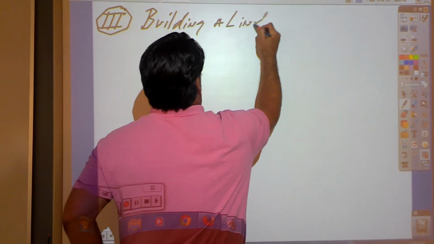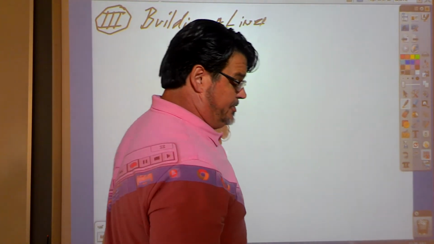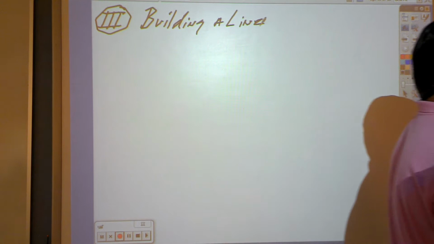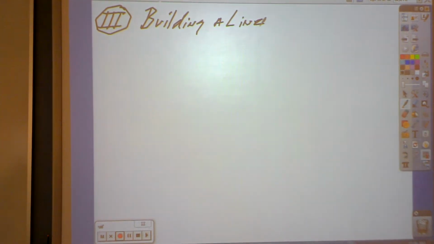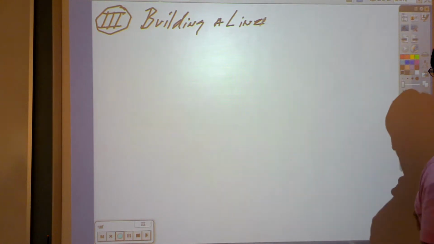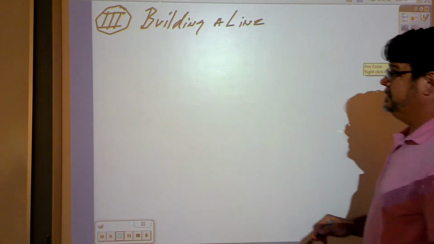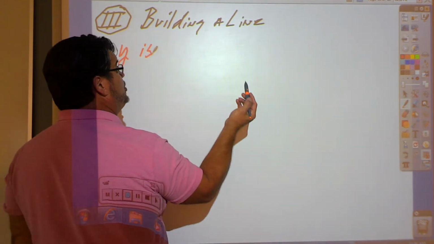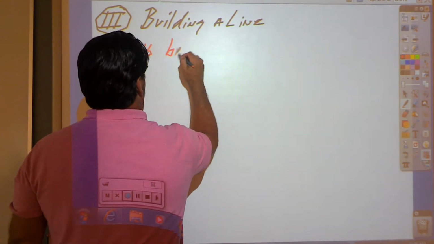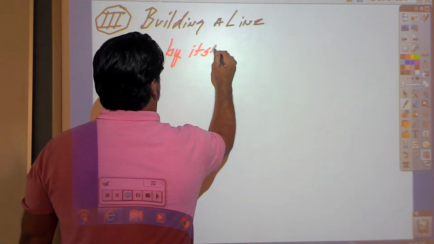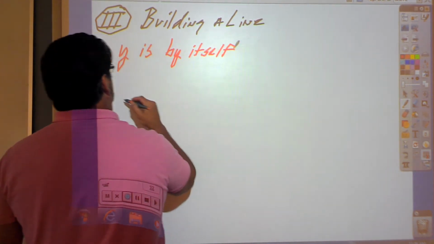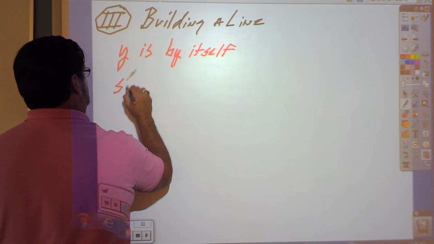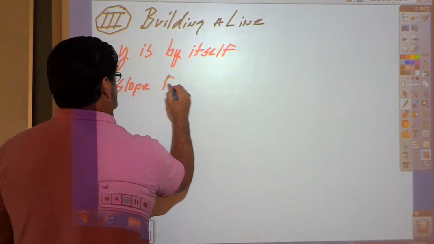And it's called graph using the slope and y-intercept, building a line. And I tell students to use this method when y is by itself. So you can use method 1 or method 3 when y is by itself. But I also tell students that this is the best one to use when your slope is a fraction.